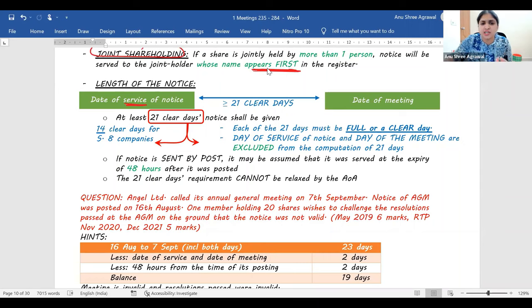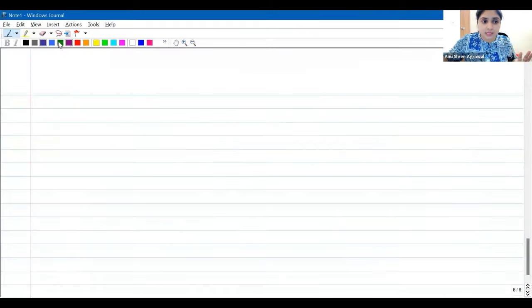In case of a Section 8 company, 21 days not required, 14 days itself is enough. In case the notice is sent by post, then we will assume that the notice was served within 48 hours after it was posted. Okay, so if it is sent by post, we will assume it got served within 48 hours from posting. Now listen to this example.